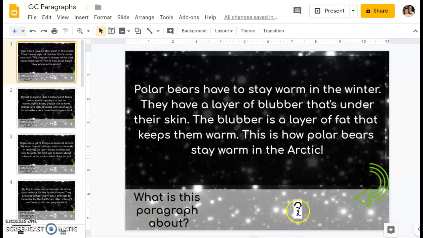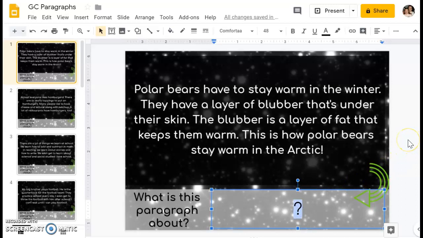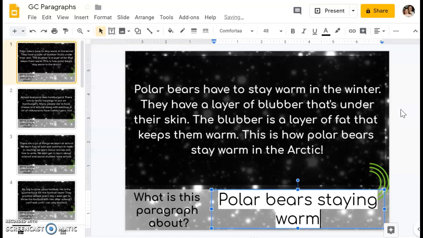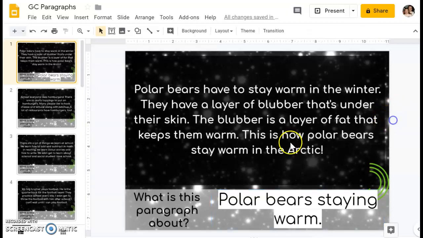So we're going to double click the question mark so it turns blue, and that means I'm ready to type the main idea of this paragraph. And since I read through it, I can see that this paragraph's all about polar bears staying warm. So I'm going to put polar bears staying warm. And that's all I had to put because I'm just doing the topic for these slides.